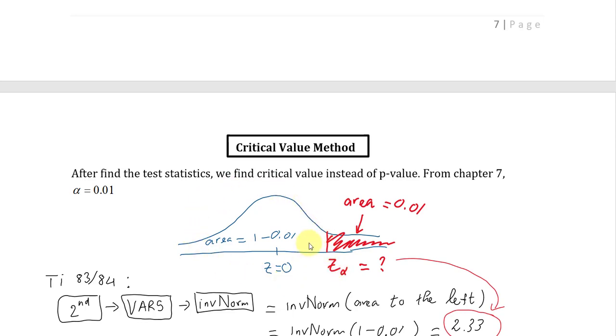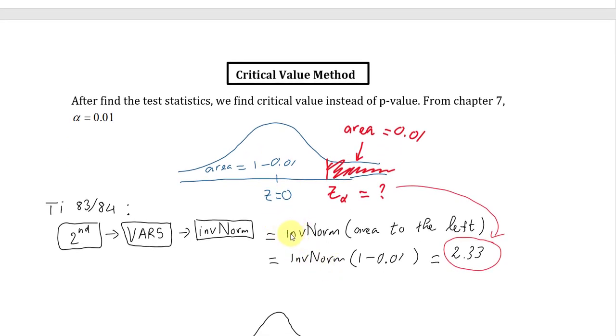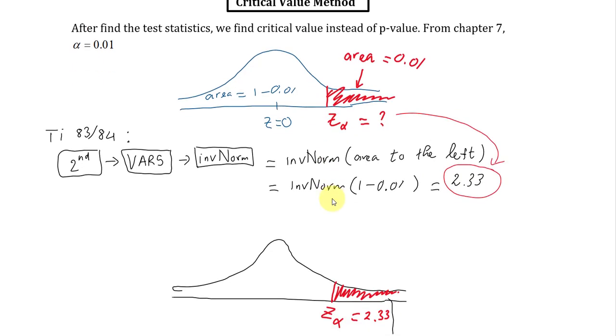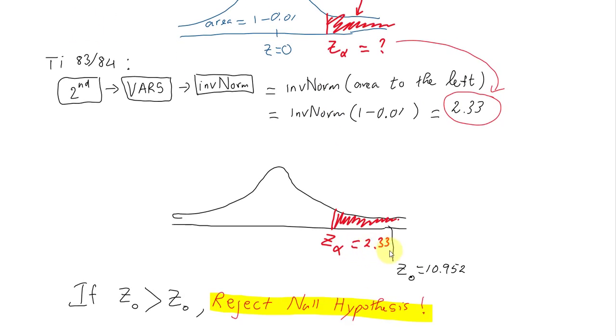The left area is 1 minus 0.01 because everything is 1, and therefore you can find the left area by subtracting 0.01 from 1, and we use the function inverse norm and then input the area to the left to give me this z-score. Or you can use the second var inverse norm function on the TI-84, and you should get that to be 2.33, this z value. So z alpha equals 2.33.